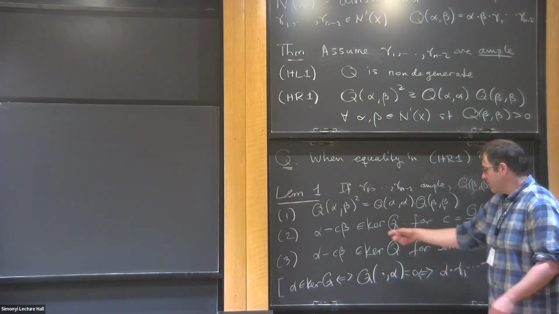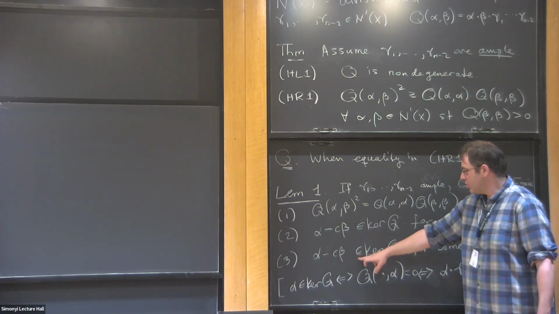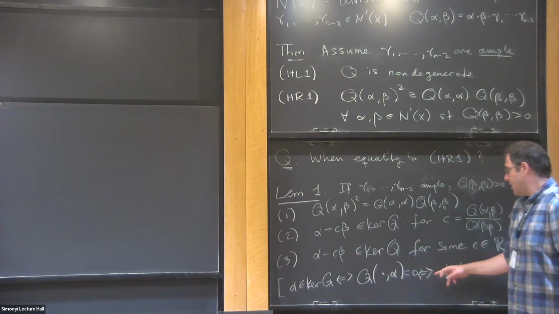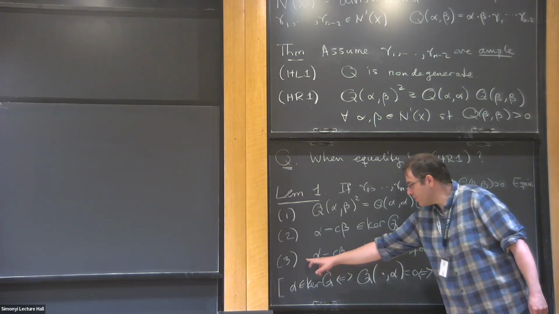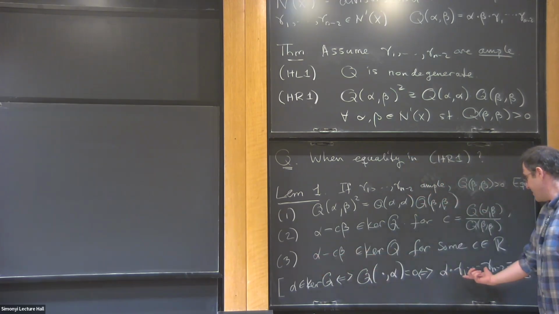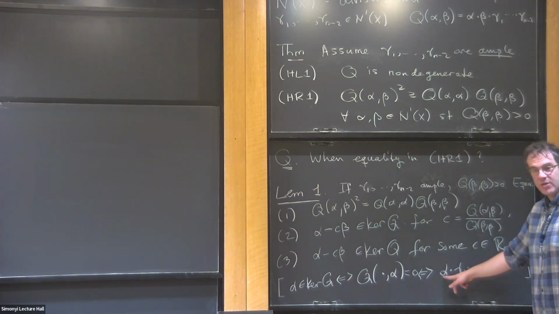And now, of course, 1 and 2 are equivalent. 2 implies 3, that's obvious. And why does 3 imply 2? Well, if this is true for any constant, just multiply this with alpha minus C beta. Just multiply it by beta.